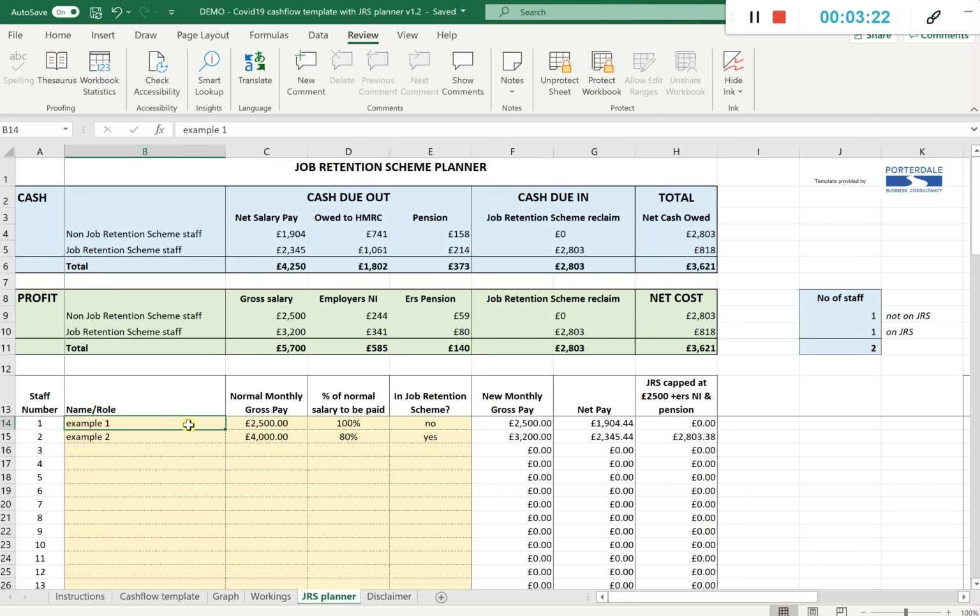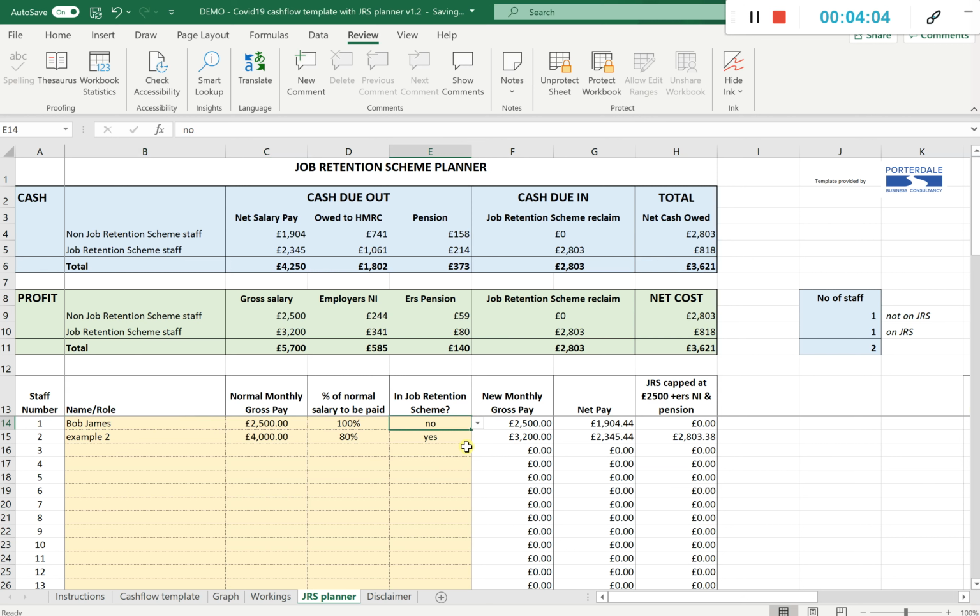So if we start with person one, if we put in Bob James, normal gross monthly pay £2,500, they're going to be paid 100% of their salary and they're not in the scheme. So if we did want to put them in the scheme, there's a toggle box here. If you click on it, there's a drop down. So that gives a yes or a no. So we simply click on that and do yes and no.